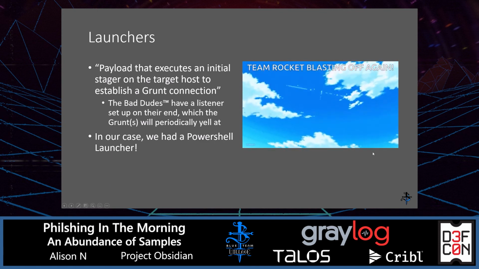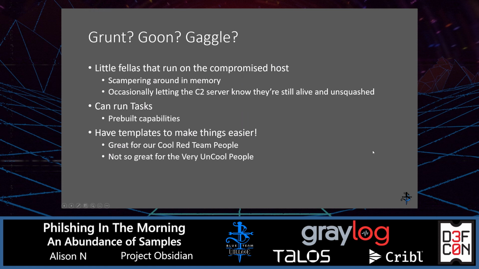So what a grunt is, is just a little fella that runs on the compromised host. Think of it as a minion, essentially, that's maybe tasked to do things, maybe just tasked to sit and wait, who knows. But it lies around in memory, and occasionally will let the C2 server know that it's still alive. It can also run tasks. So Covenant has a bunch of pre-built capabilities that grunts are able to run, and grunts have templates to make things easier. And so in our case, as we can see, we have a HTTP stager.